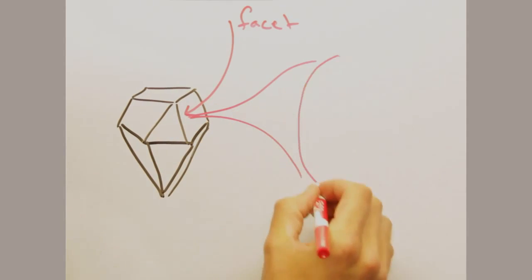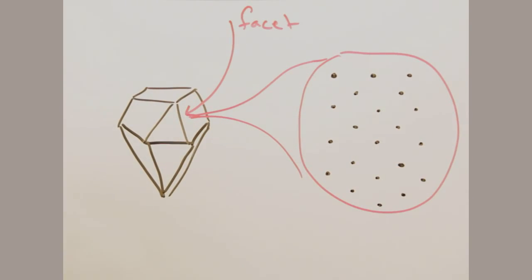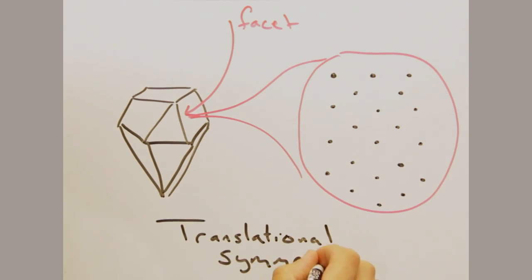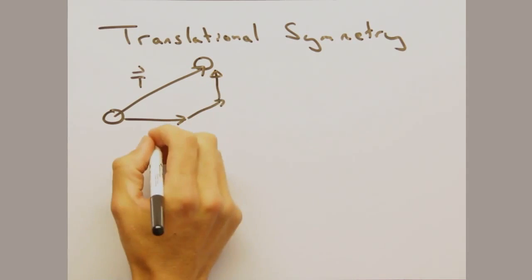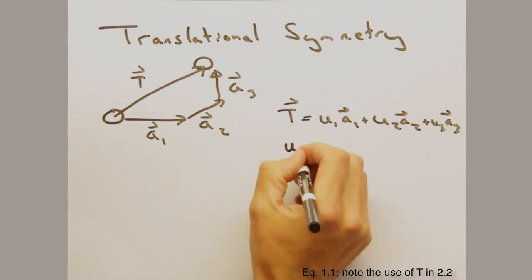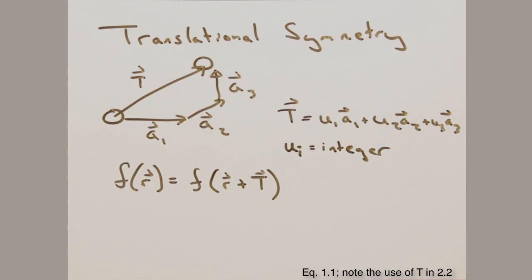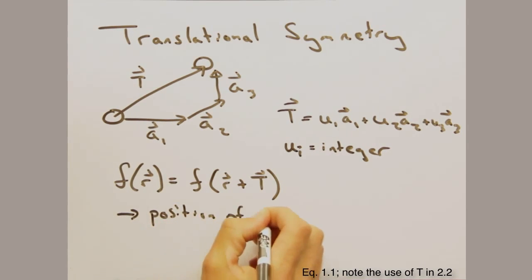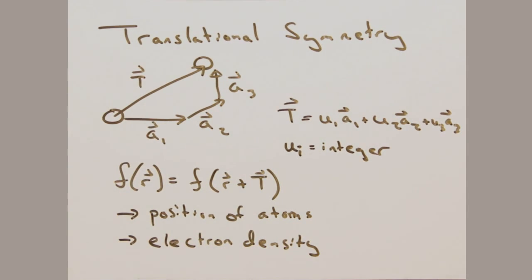As you get to the individual atom scale, one would see a periodic arrangement of atoms that have translational symmetry. When we say translational symmetry, imagine a vector t built out of three vectors. If we took some function f of r and translated r by this vector t, we should get our original f of r. Physically, we can imagine this function as the position of our atoms or the electron density.